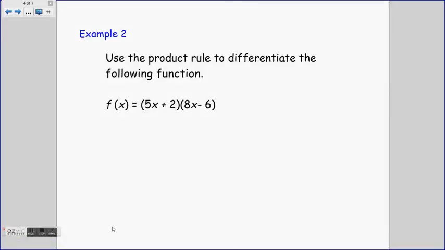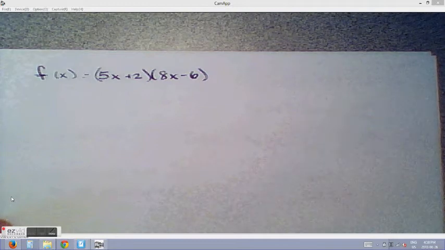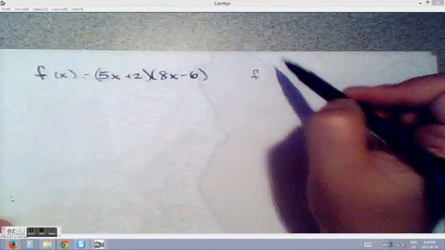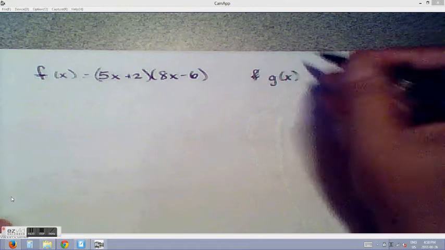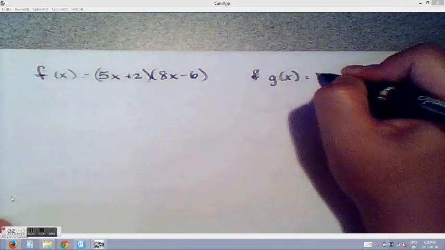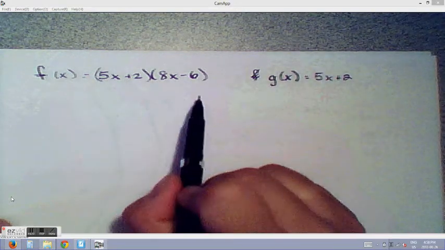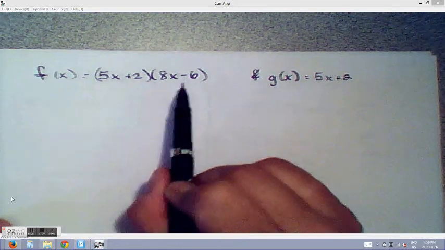Looking at example number 2, we're going to use the product rule to differentiate the following function. f of x is equal to (5x plus 2)(8x minus 6). So we're going to use the product rule, and I'm going to do it the long way. I know this says f at x, but over here maybe we can use g at x and h at x. So g at x will be our first function. I always recognize using the product rule because it's the product, or multiplication, of two functions.